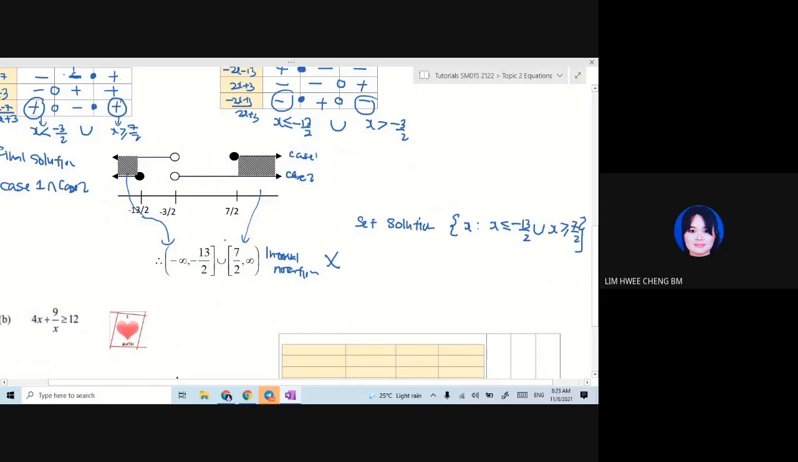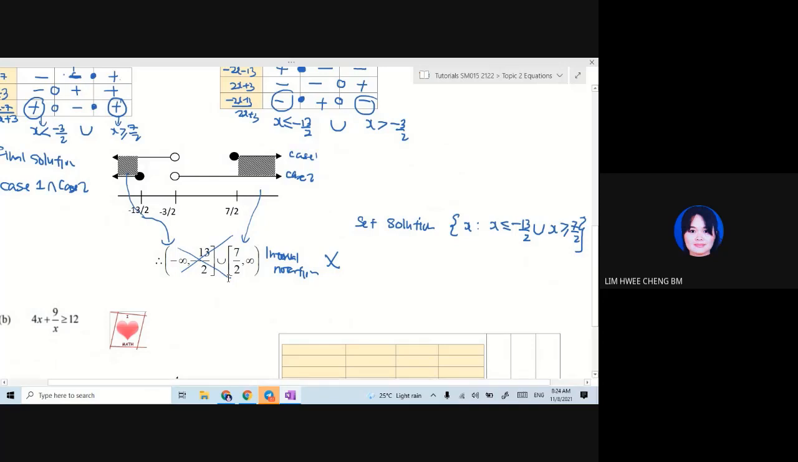Okay, this one is not allowed. Why is it not allowed? For these cases, why? Because they ask for set notation. If they don't ask, if they just say solve, then you can do it. Okay, take note of this one. Okay?